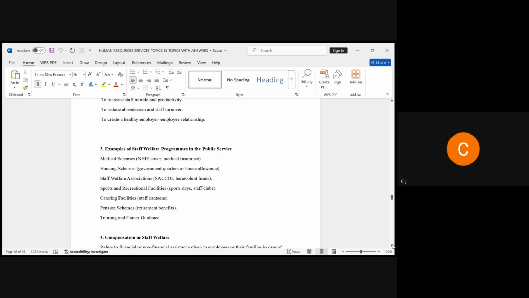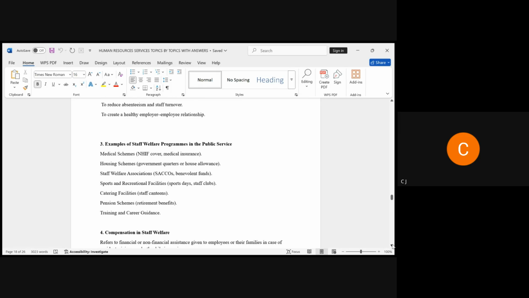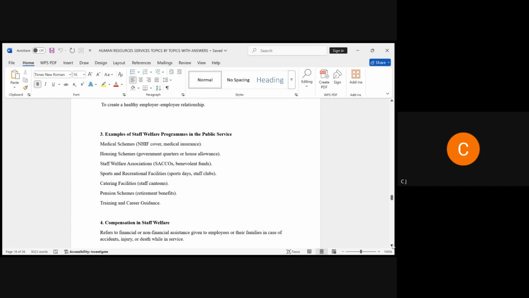Under this staff welfare, we have compensation in staff welfare. It refers to financial or non-financial assistance given to employee or their family in case of accident, injury, or death while in service. I've witnessed this.